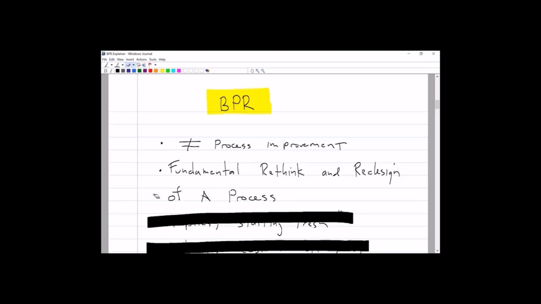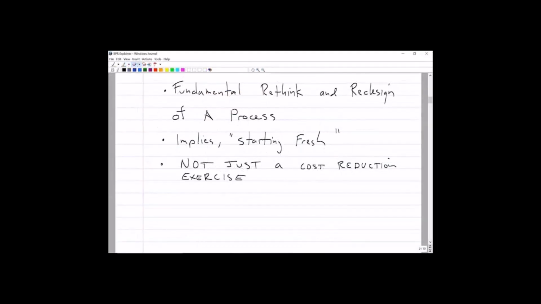BPR is really about a fundamental rethink and redesign of an entire process, looking at all of the activities in that value chain. It implies starting fresh, starting from a blank page. We don't need to bring forward any of our past assumptions. And it's not just a cost reduction activity, but it's about making our business more responsive to our customers. It's about finding a new source of competitive advantage. How can we make our company different from our competitors?